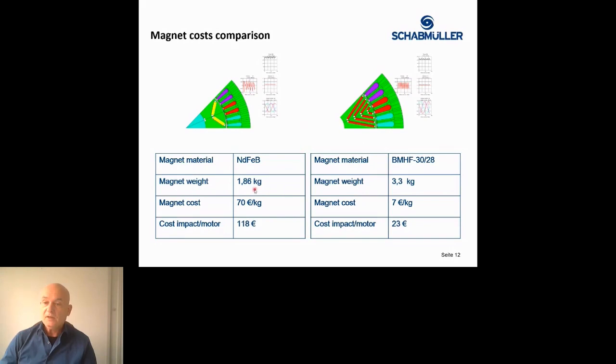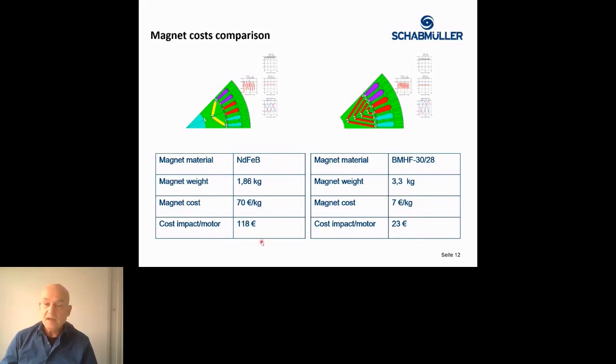So we have a magnet weight here of roughly 1.9 kilograms. In the ferrite machine, we have 3.3 kilograms. The magnet cost here may vary grade by grade, with the temperature, and on a daily basis with the actual magnet cost. But let's say it's about 70 euro per kilogram for the rare earth material, whereas for the ferrite material, you see something like 7 euro per kilogram.